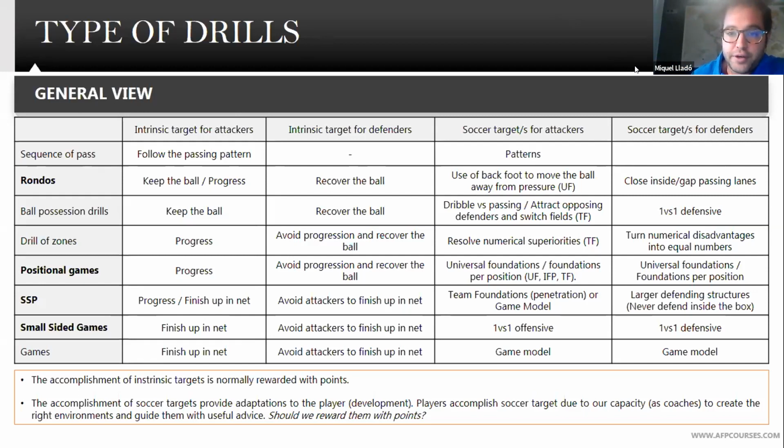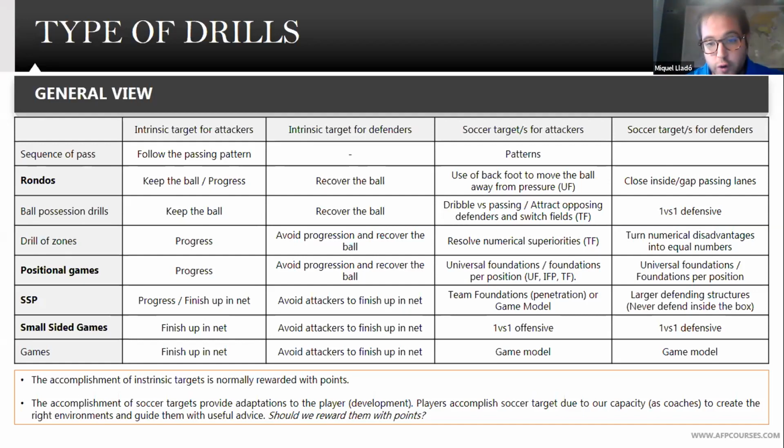Then on the third column, you have the soccer targets. The soccer targets are APFC concepts, the information that we want to transfer to our players and the advice that we want to give to them. Opposed to an intrinsic target, keep the ball is a platform, but it cannot be a target by itself. We cannot tell a player to keep the ball. Obviously, it's what we want him or her to do, but he needs more information to eventually fill this box. And the information he needs is precisely those soccer targets.